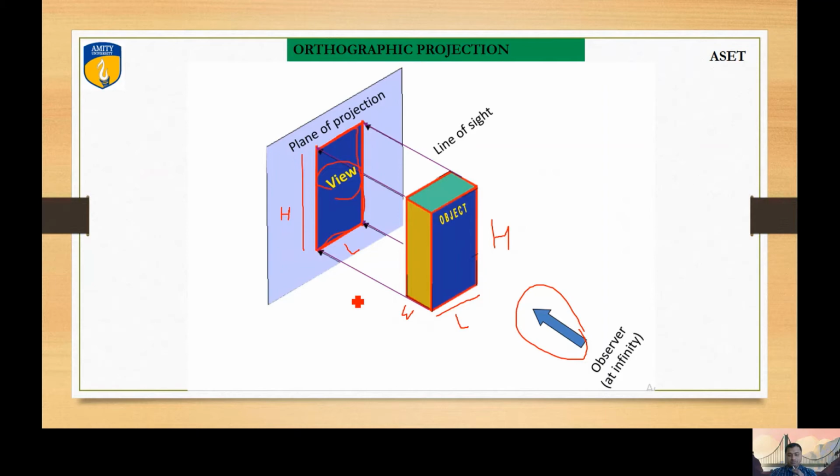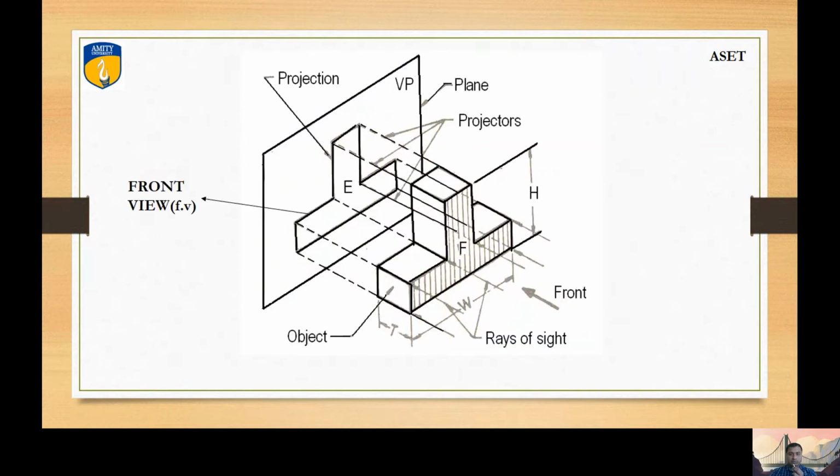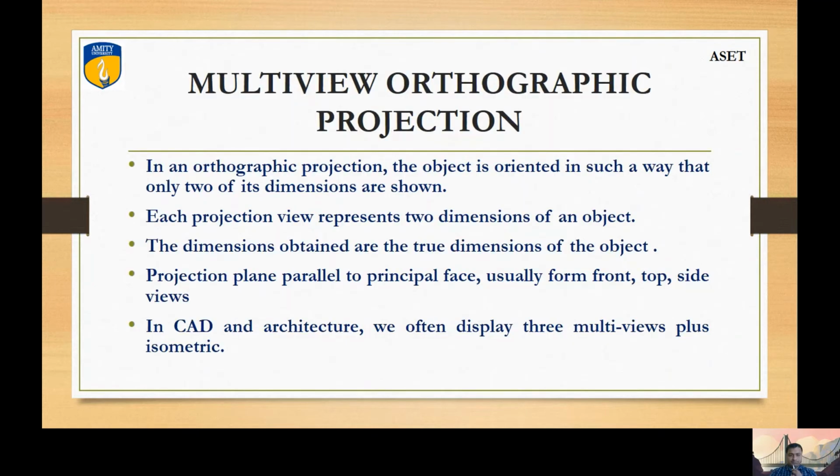That is called multi-view orthographic projection. If you want the entire dimensional parameters, you will go for multi-view orthographic projections. So the concept is the same. You are seeing the object, projectors are coming parallel and falling perpendicular to the plane. Now apart from the single view, you are going for multi-view.